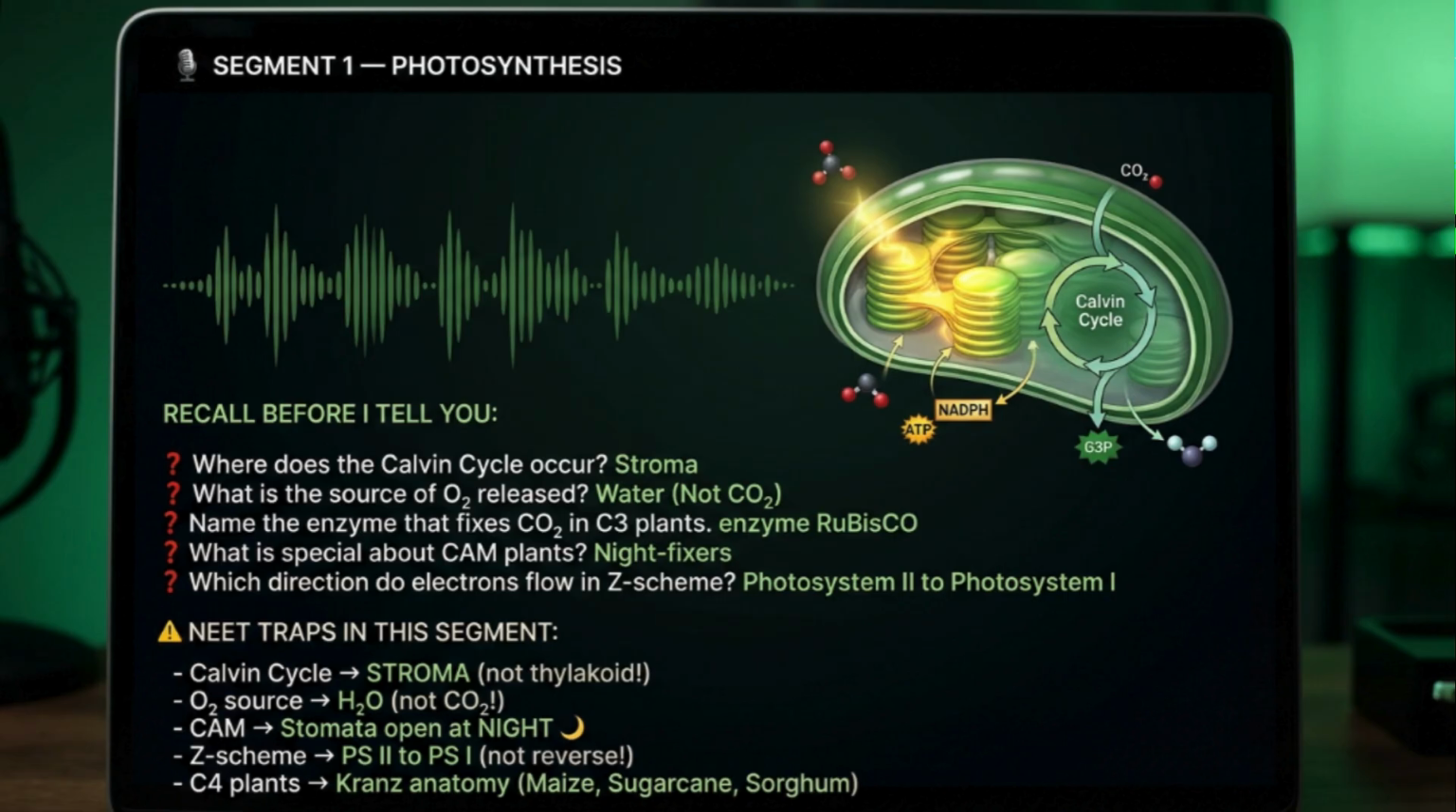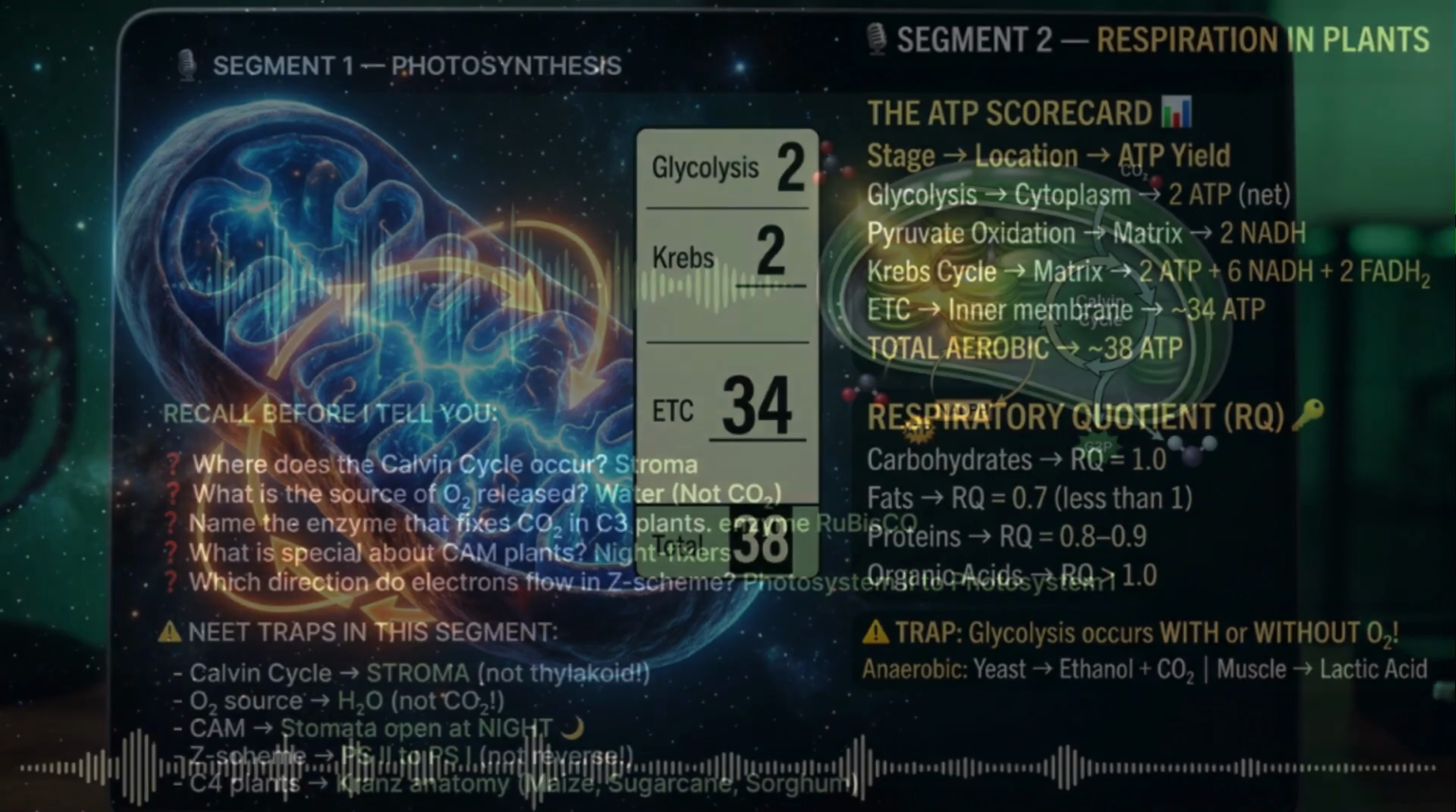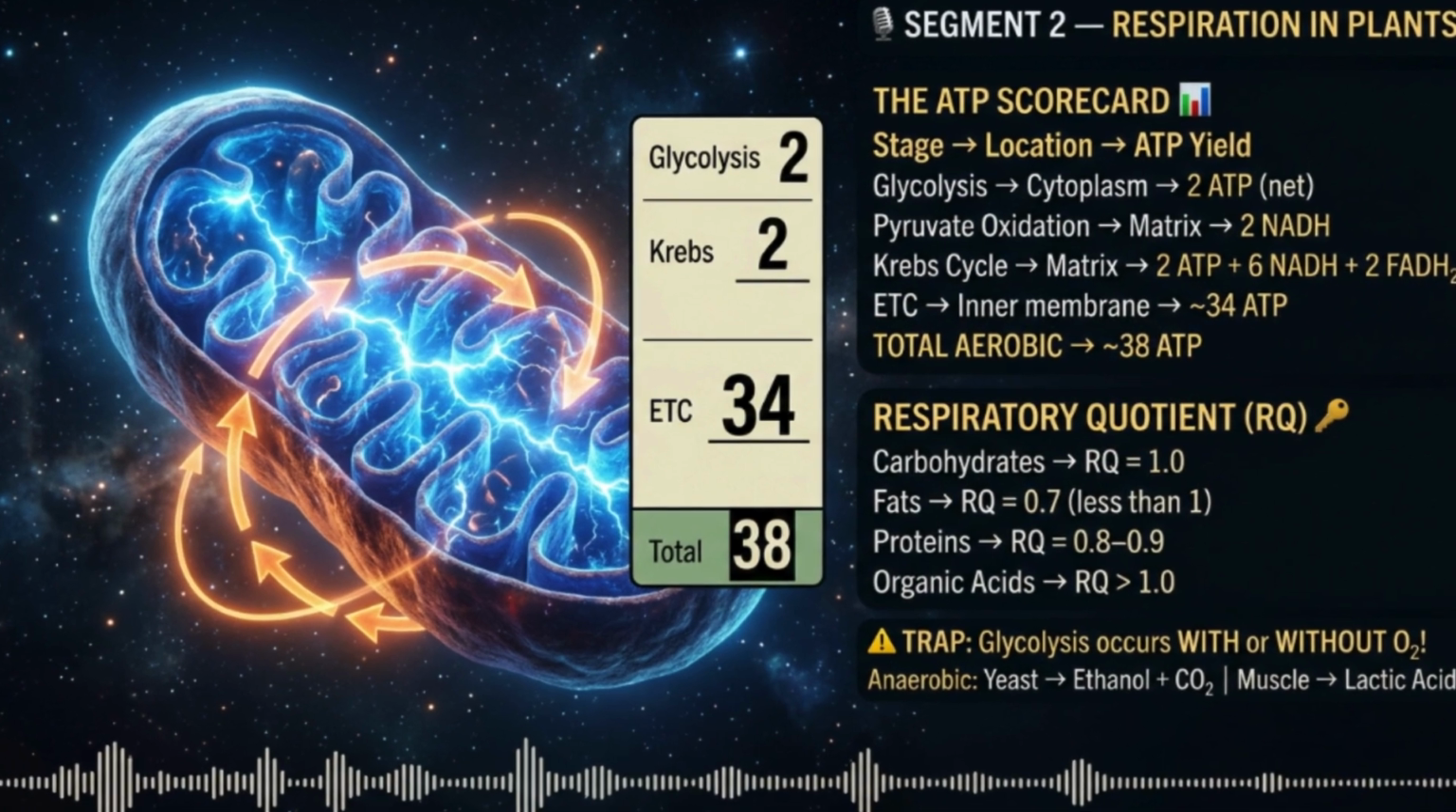Finally, the Z-scheme of electron transport. Electrons flow from photosystem 2 to... Second, respiration in plants.